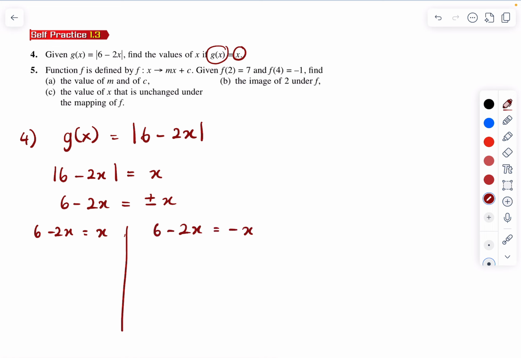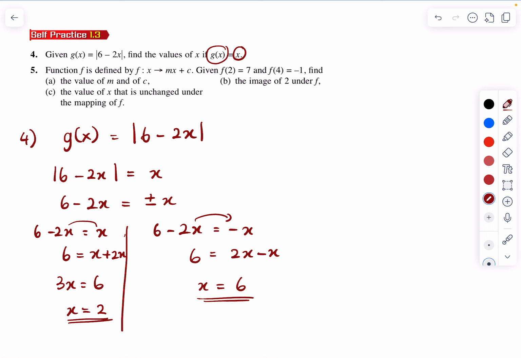Okay, so you bring the x over that side, we get x plus 2x equals 6. Therefore, 3x equals 6. Sorry, that's not the final answer. x will equal 6 divided by 3, which is 2. Here, we bring the negative 2x that side. So we get 2x minus x is 6, therefore x is 6. Done. Okay.